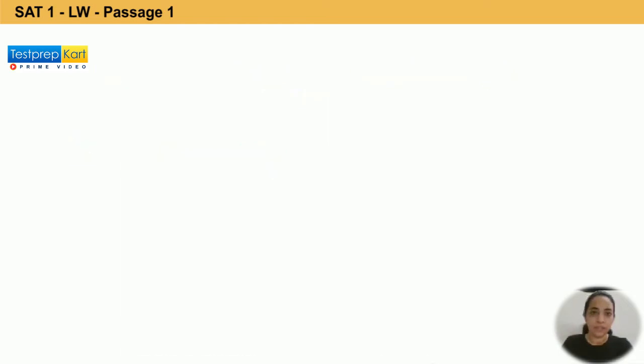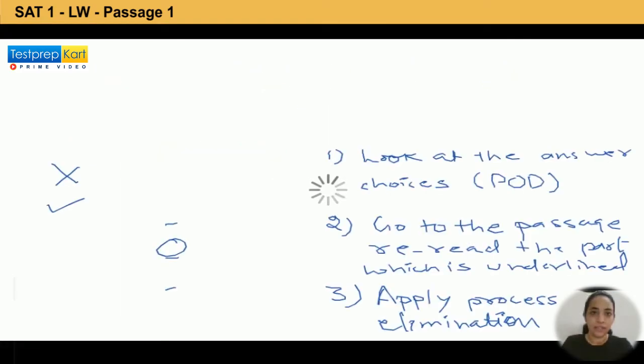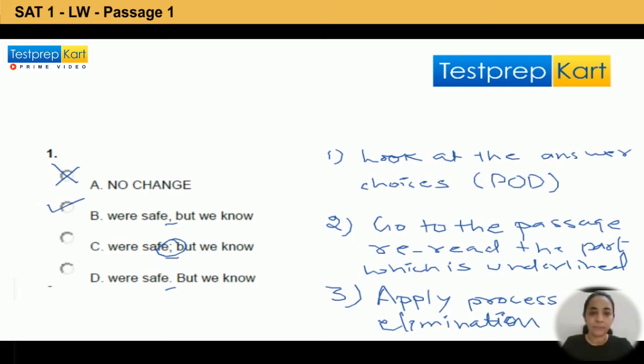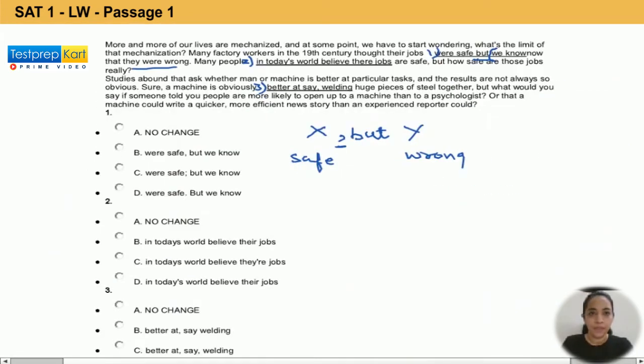So let's come back. This has a semicolon, that means this is wrong. This has a full stop, this goes out. B is our answer, right? So X part, comma part, and Y part. Let's look at the next question now.